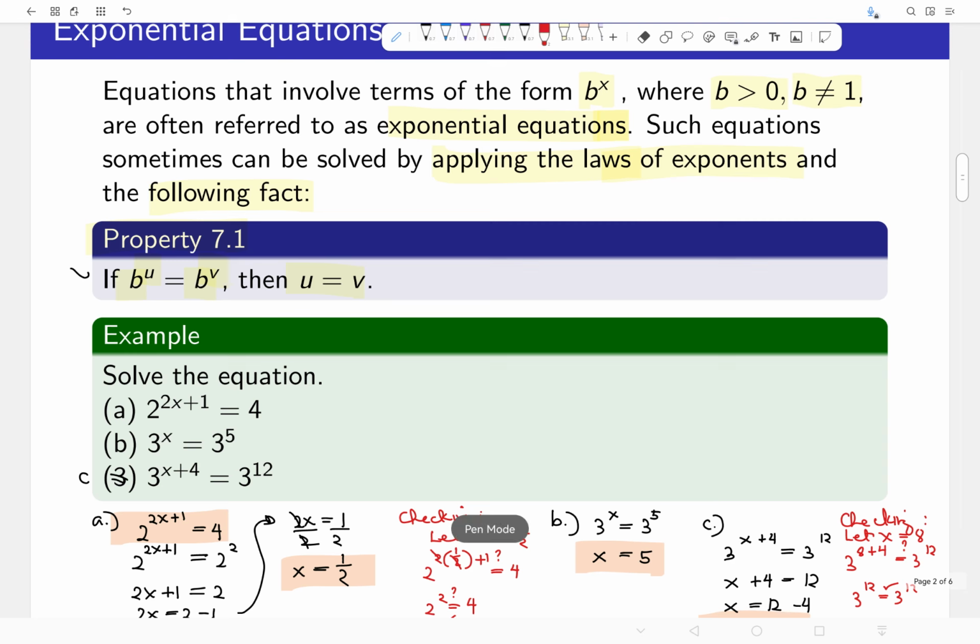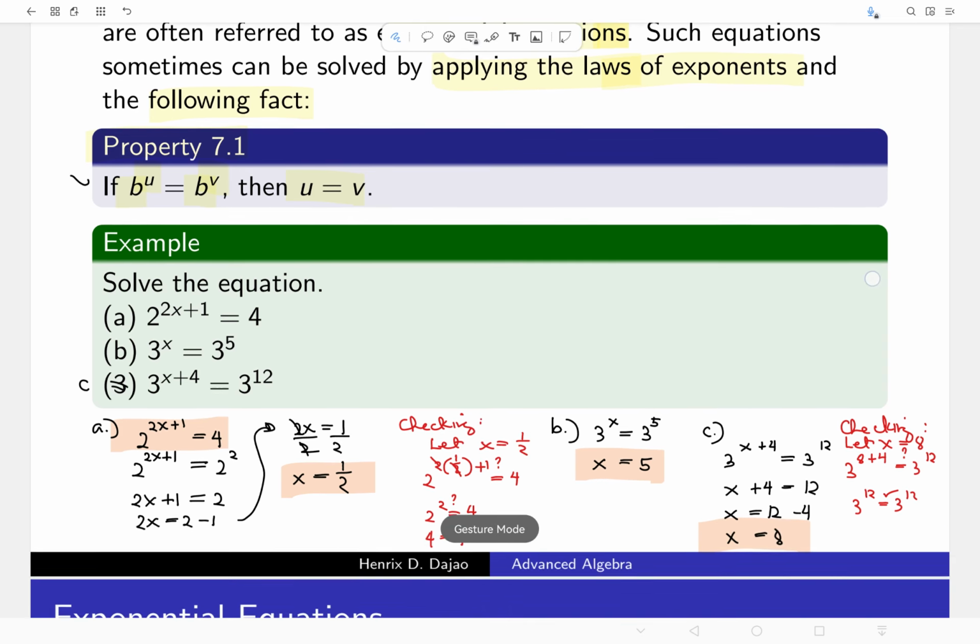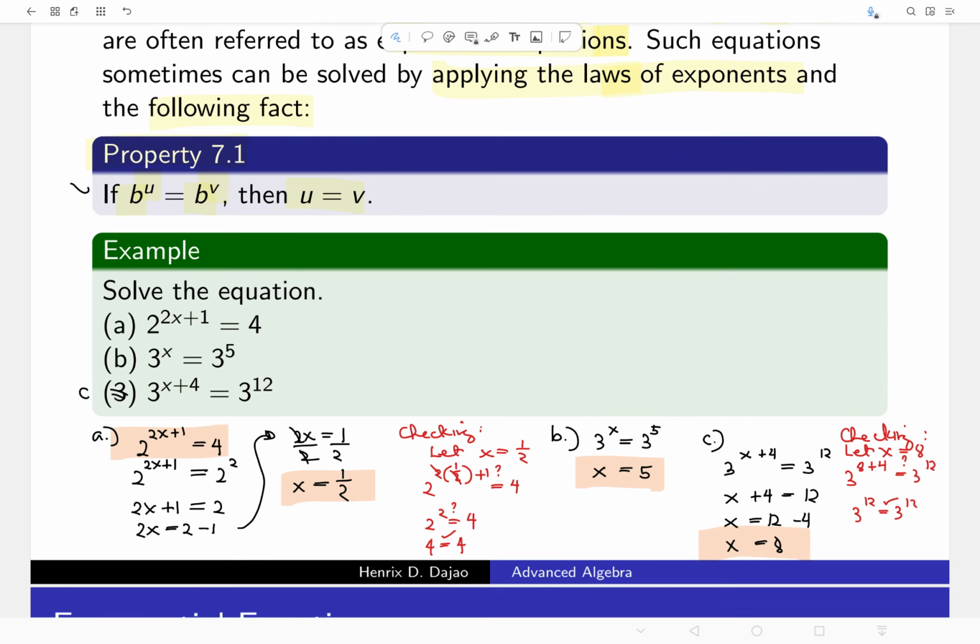So here it's very simple. If you can express the left and right expressions with the same base, then you can apply property 7.1, and you've already learned how to apply that one.